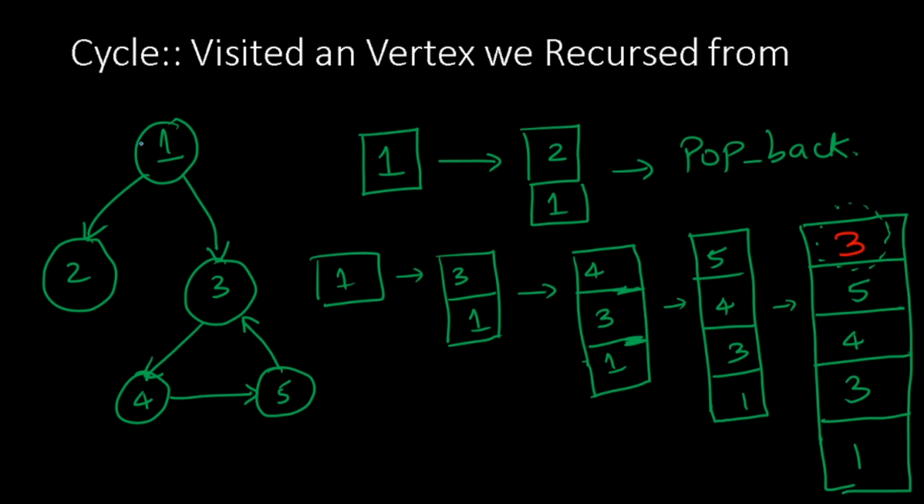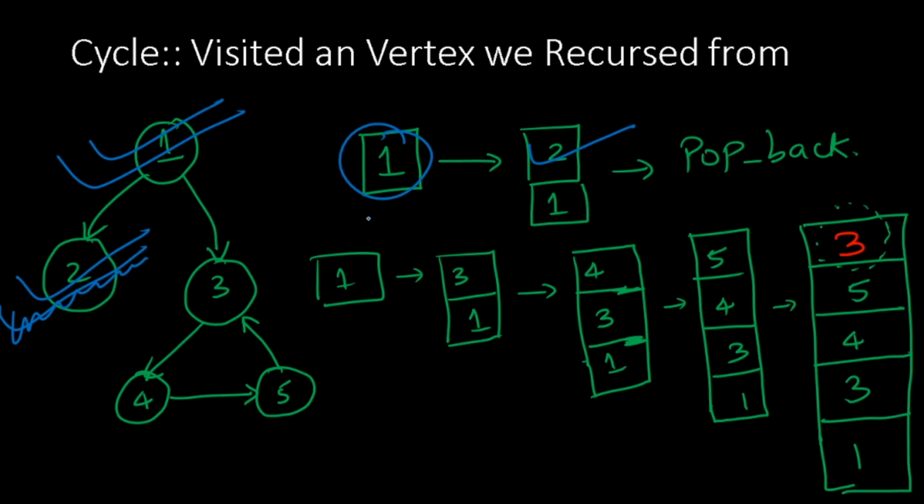Let us see. 1 is marked as visited, pushed into the stack, marked as present in the stack. Then 2 is the child. 2 is pushed into the stack and marked. Does 2 have any child? No. Unmark it, pop it. So you are left with 1. Does 1 have any unvisited child? Yes, 3. Mark it as visited, mark it as present in the stack, and push it into the stack.